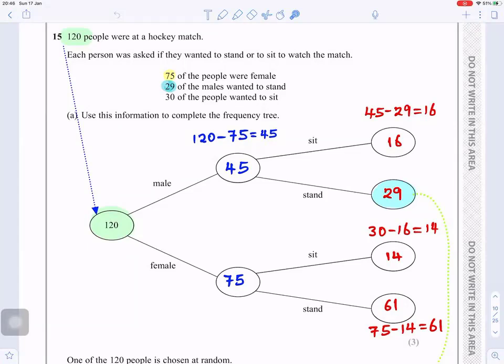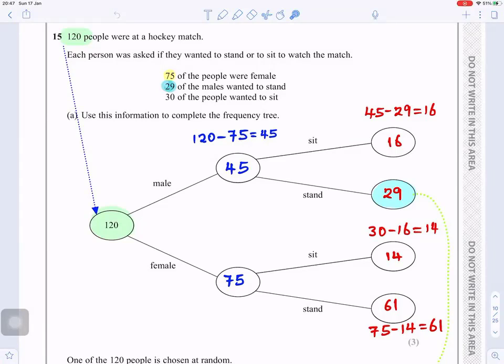So altogether, 120 people. And we have 45 were male. So 120 take away 75, it gives you 45. So 45 male and 75 female. So for the male, 29 of the males were standing. And that comes from the question. So we have 45 males altogether. So 45 take away 29, it gives you 16 males were sitting.